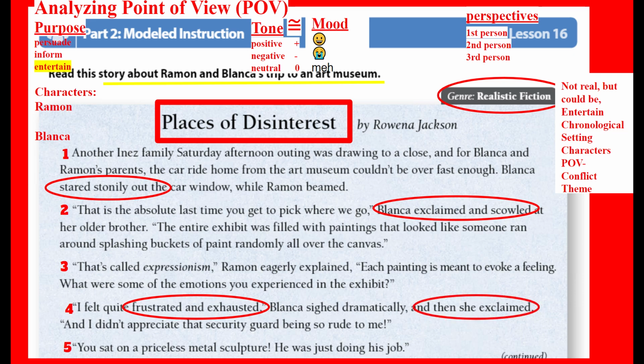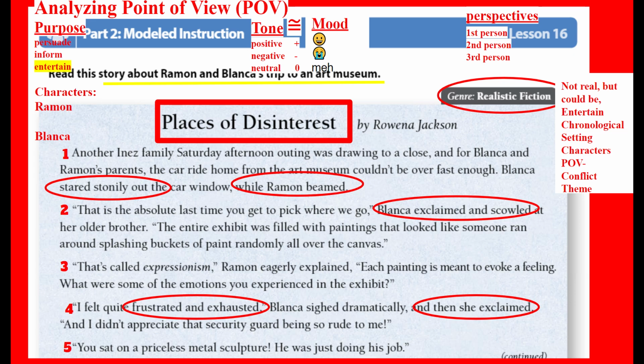All right, so then of course, she sighs dramatically, and then she exclaims she didn't appreciate that the security guard was being so rude to her. So we know that, based on what her brother tells us in paragraph 5, that she sat on a statue. And I can assume that the security guard was probably not very nice to her whenever he was telling her to get off the priceless metal sculpture, right? So it sounds like Blanca did not have a very good time at the museum based on the evidence that we have circled in the passage, her actions and emotions.